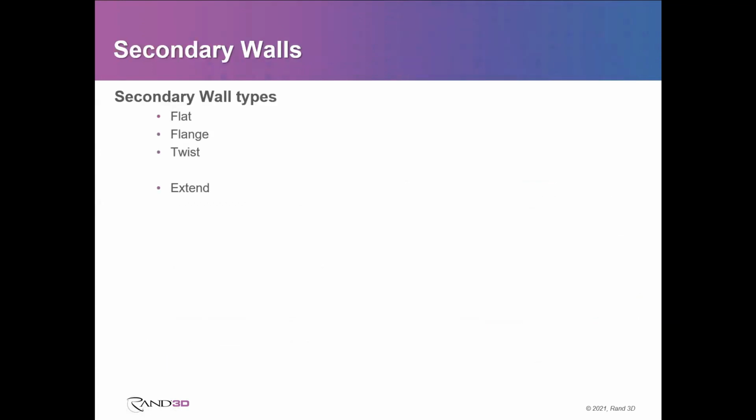And then for your secondary wall types, and that's really what we're going to concentrate on here mainly today, you're going to get flat, flange, twist, and you're also going to go through and get extend. Now, extend is really not under the wall category. It lets you kind of adjust an existing wall, but I'm going to add it here because it acts as kind of a secondary wall when you're done. And again, don't forget, for secondary walls, all your primary walls can be reused as well.